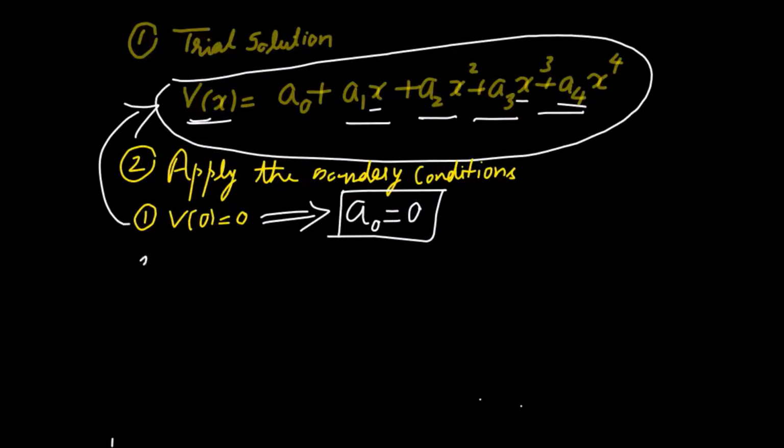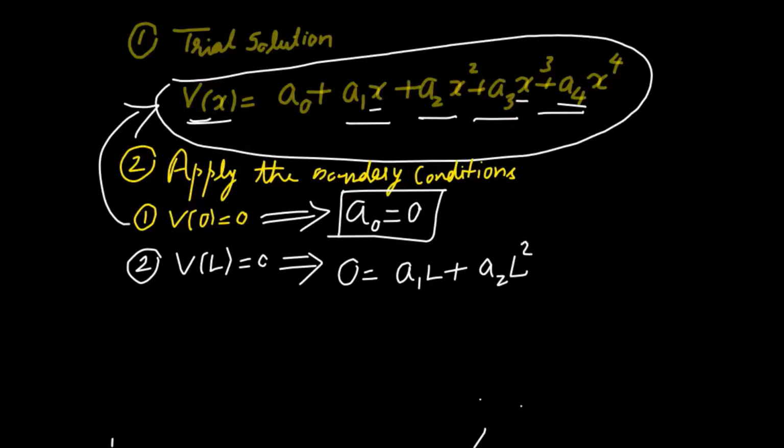What about the second boundary condition? The second boundary condition is that the displacement at x is equal to L is going to be 0. So let me apply the second boundary condition. The value of displacement is going to be 0, and you have to put the value of x as L. Remember, a naught is already 0, so I'm not writing the value of a naught. I will start with a1 L plus a2 L square plus a3 L raised to the power 3 plus a4 L raised to the power 4. So that is what the second boundary condition is.